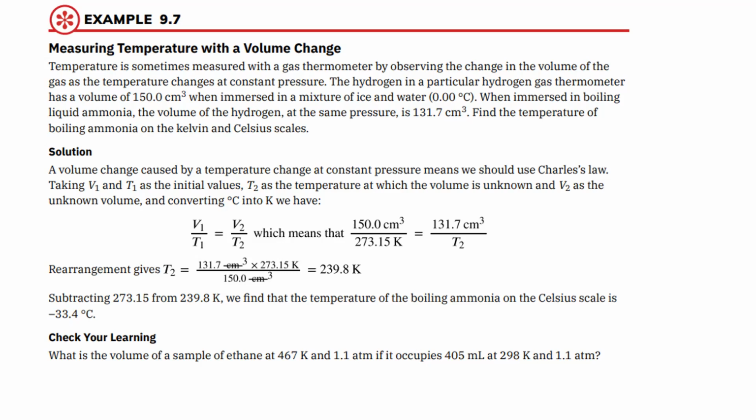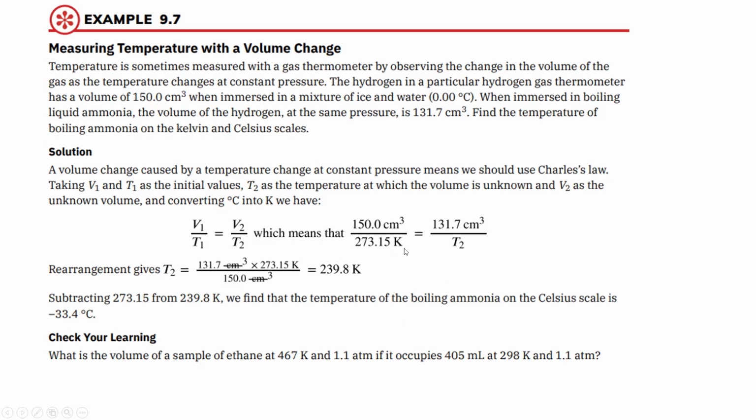All right, and then with the check your learning, I'm not going to work through that one, but same idea. This 1.1 atmospheres, again, is just extra information since it stays constant. So all we're looking at is T1 and T2. And actually, it doesn't really matter which one's T1 or T2. You just want to recognize this 405 milliliters goes with the 298 Kelvin. So these will be on one side of our equation. And for this one, we already have Kelvin, so we don't even need to convert anything. We'll have 405 milliliters over 298 is equal to X over 467.